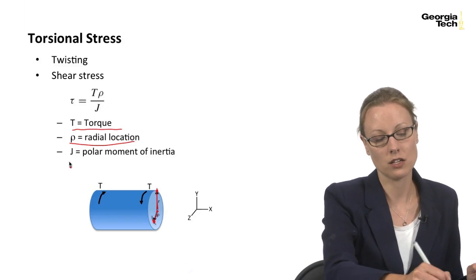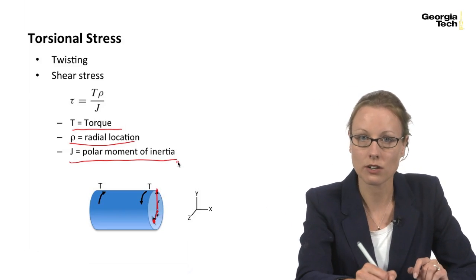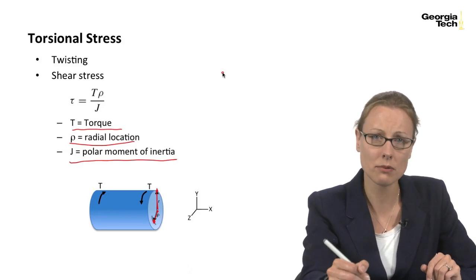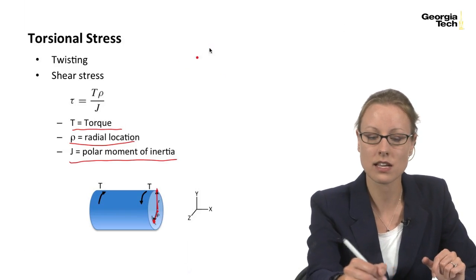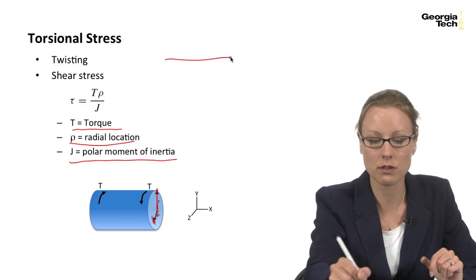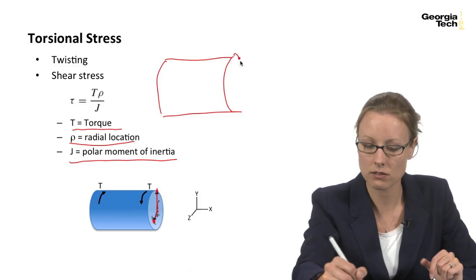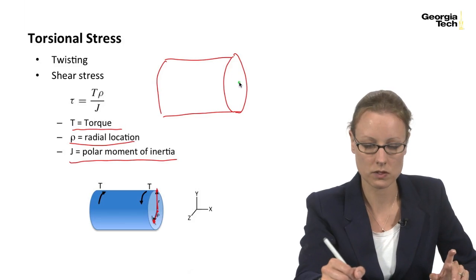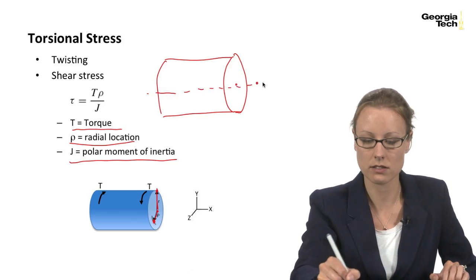And then J is your polar moment of inertia, which you should have learned how to calculate back in mechanics and dynamics. Now, a couple things to think about for torsional stresses, these twisting stresses, is that they are not uniform across the bar. So if we look at the bar, I'm sorry, it's a rod, so let's draw a big cylinder here, and here's going to be the center of the cylinder, so here's my central axis going through here.